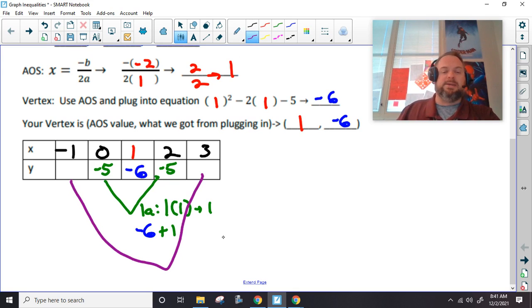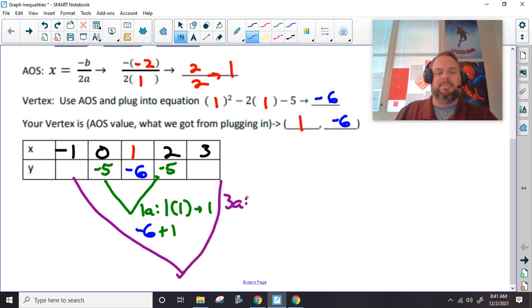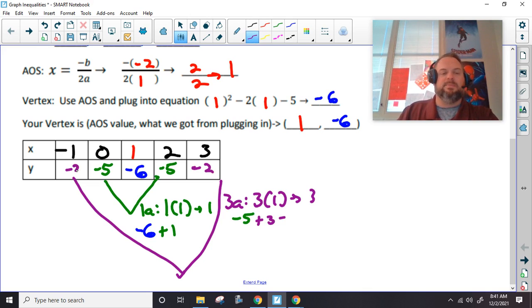All right, this right here. And I just cut right through that note, and that's amazing. This is 3a. Well, that would be 3 times 1, which is 3. What is -5 plus 3? And that gives us -2. That's really it.